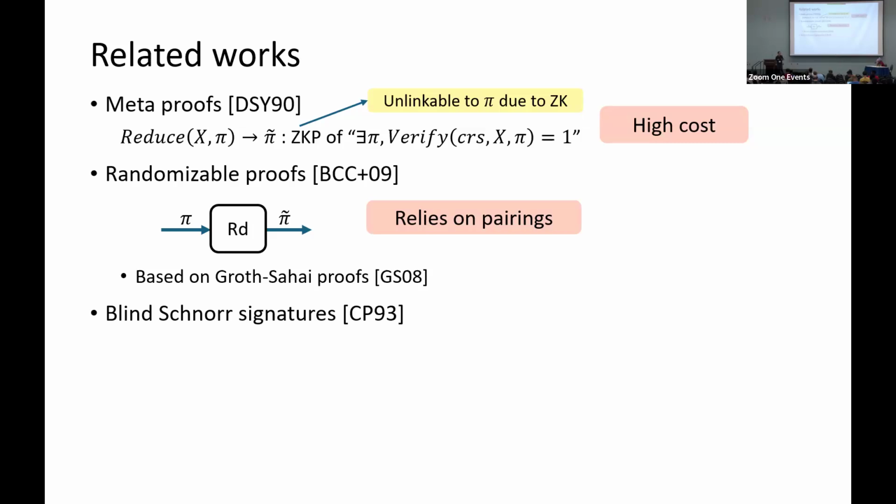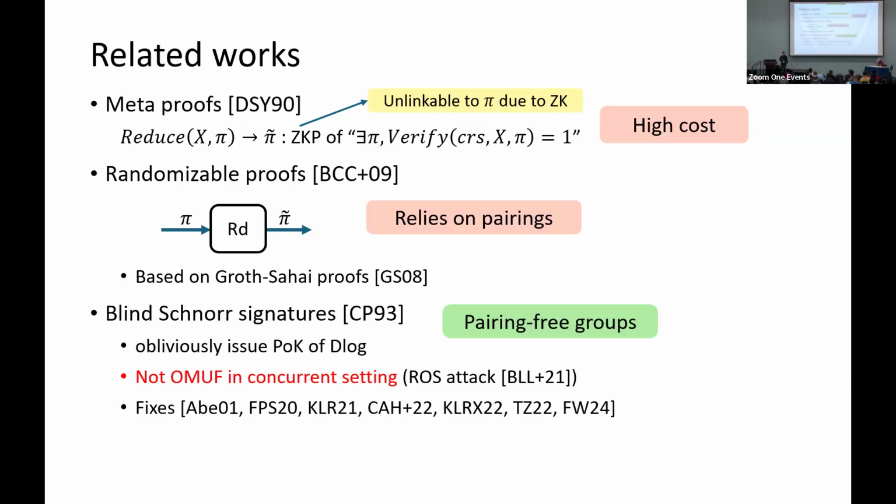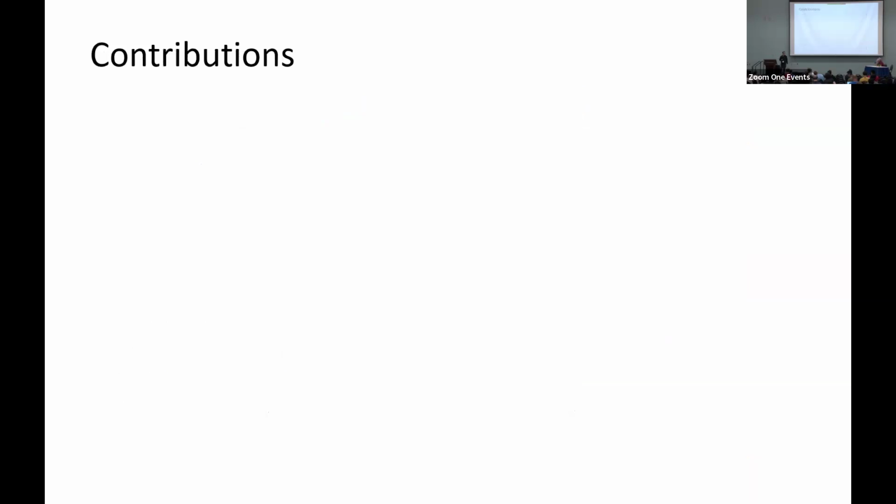Also, as mentioned earlier, blind Schnorr signatures can be viewed as an oblivious issuance of a certain proof. The construction is efficient and based on pairing-free groups. However, a recent attack showed they are not one-more unforgeable in the concurrent setting, and there are ongoing efforts to avoid the attack. Nonetheless, they all consider proofs for certain relations. So the main question we address in this paper is whether we can issue proofs obliviously for more general relations based on pairing-free groups. And our contribution can be summarized as follows.